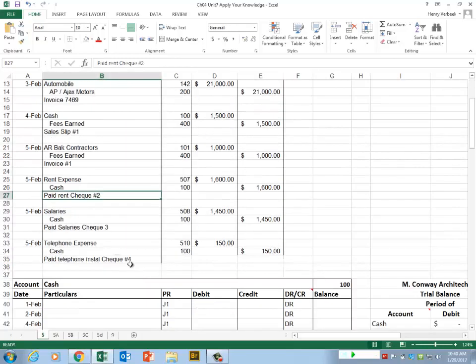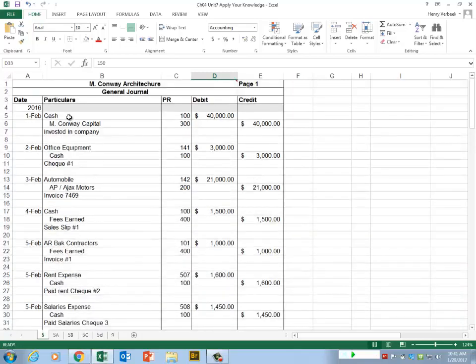And there's your particular. Salaries expense is always a debit. It's for $1,400, and it comes out of cash. Check number 3. Telephone expense out of $510 for $150, and it comes out of cash, so it's a credit in cash, and paid for that with check number 4. So that is how you journalize. Now we're going to get on to posting to the ledger.